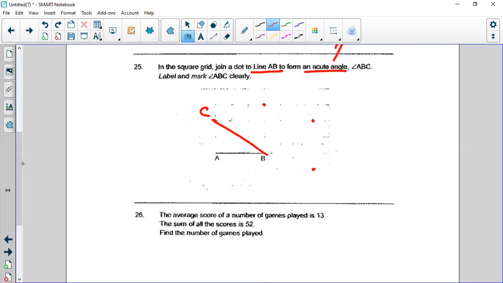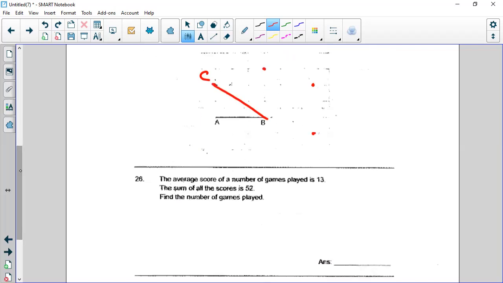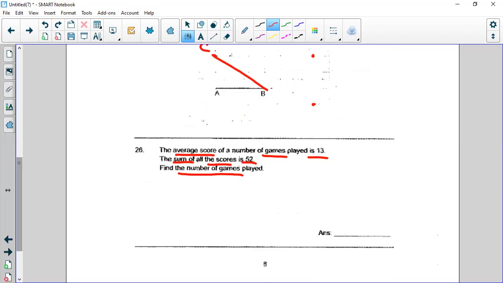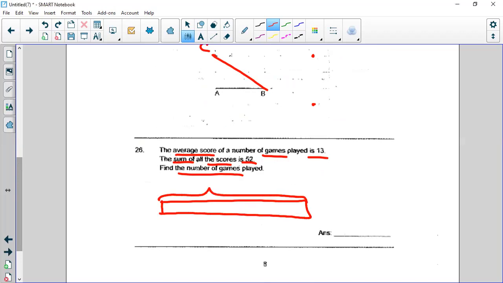Okay, question 26. Now, the average score of a number of games played is 13. The sum of all the scores is 52. So how many games were played? Now, if you don't know how to do, some of you don't know how to do, what's the lesson here? You draw your average model, right? This rectangle is the total score of all the games. And do we know how many games? We don't know, right? But we know that the sum of all the scores is 52. And we don't know how many games are there.